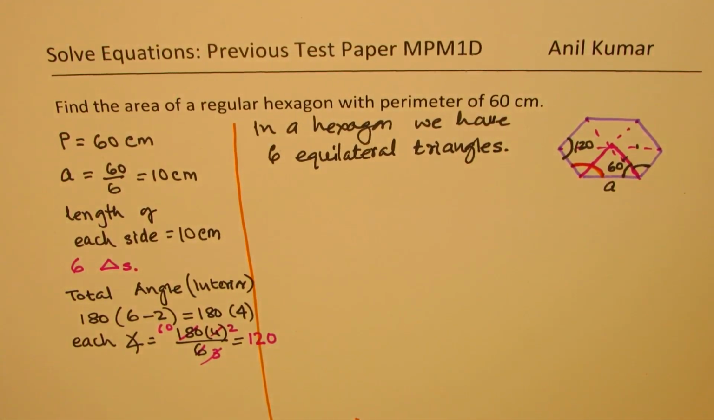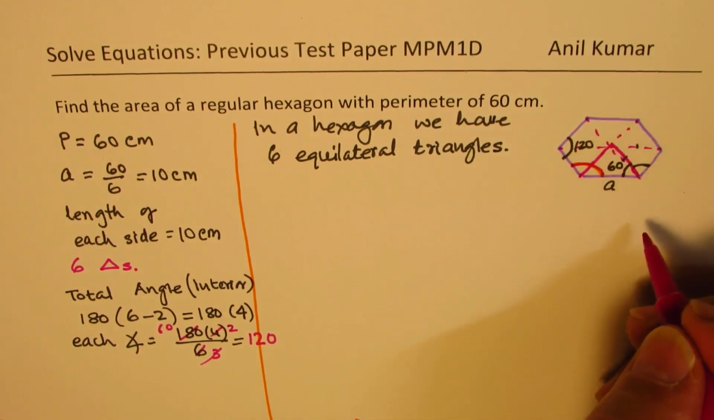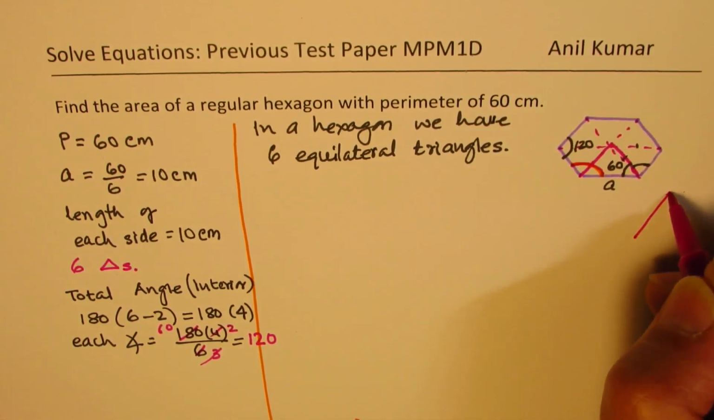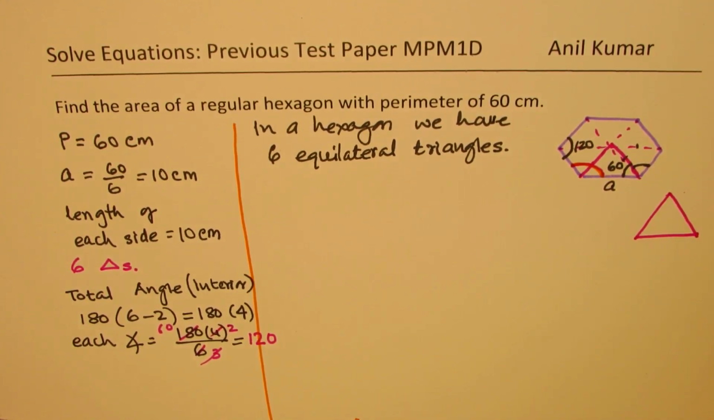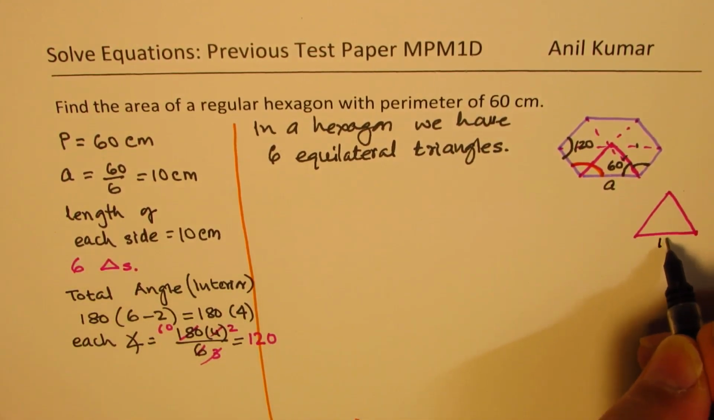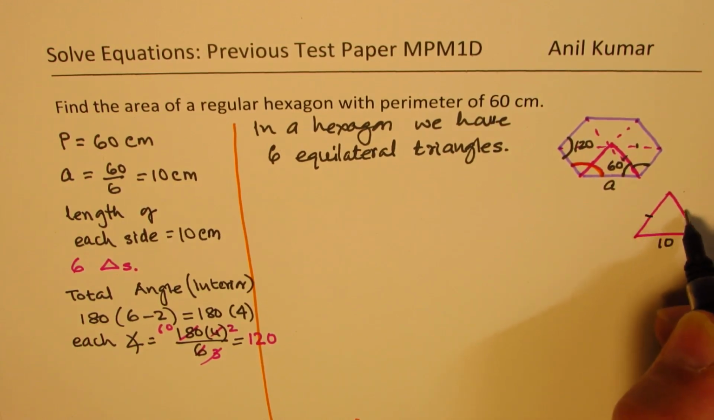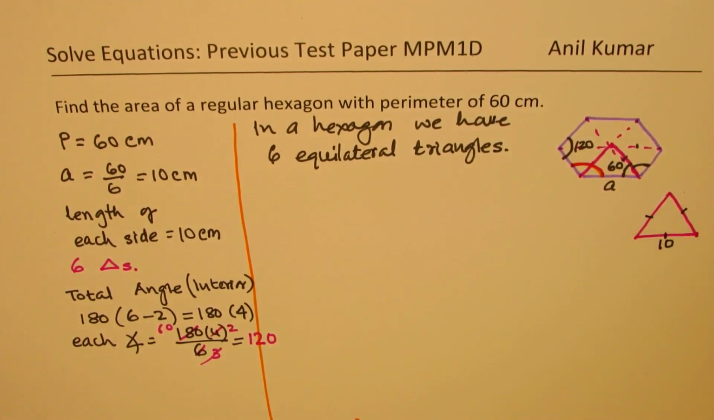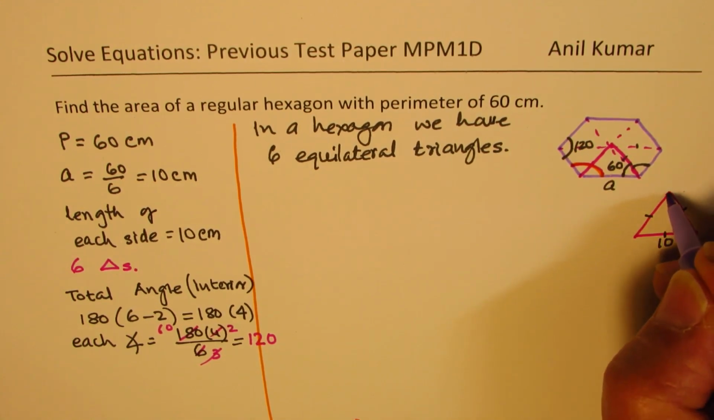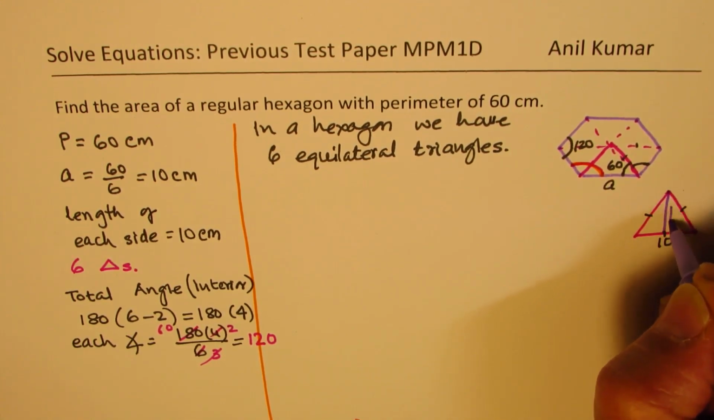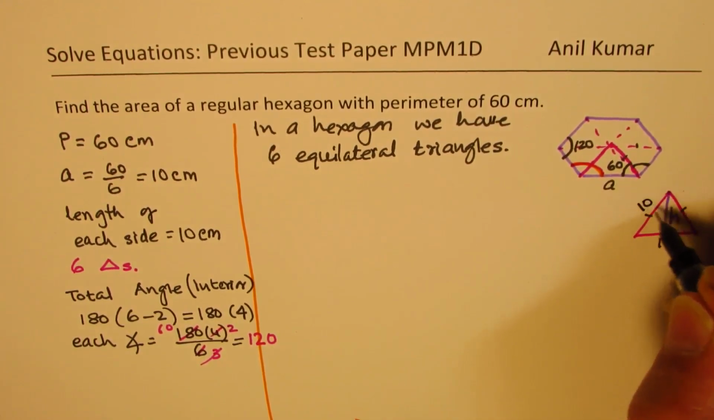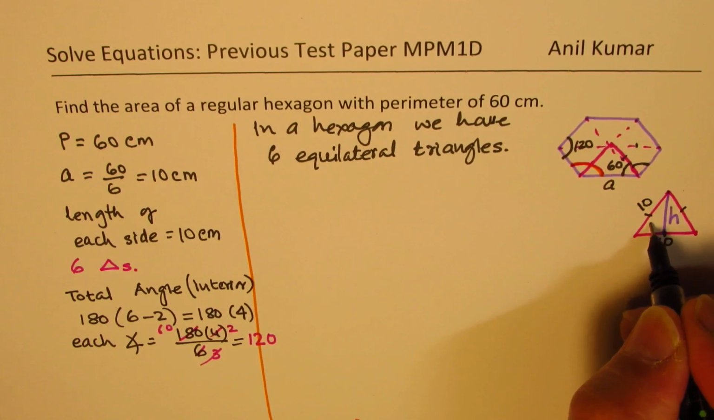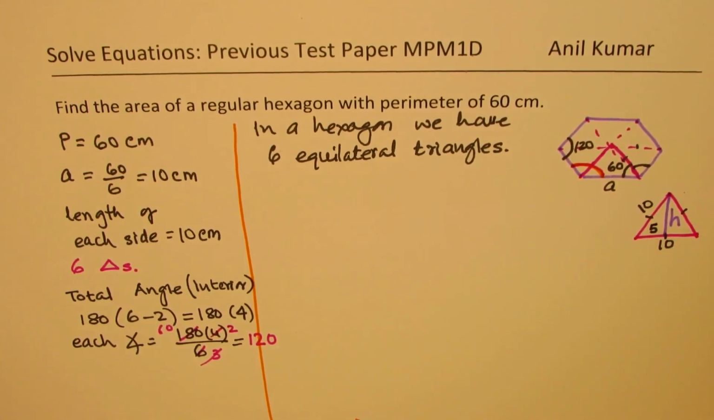Now, in our case, let me draw one of these triangles separately. We have a triangle whose side length is 10. Each side is 10 units long. To find the area, we need to find the height, h. Here we know the whole side is 10, so half of 10 will be 5. Correct?